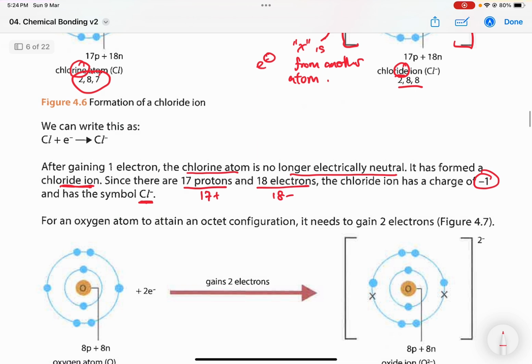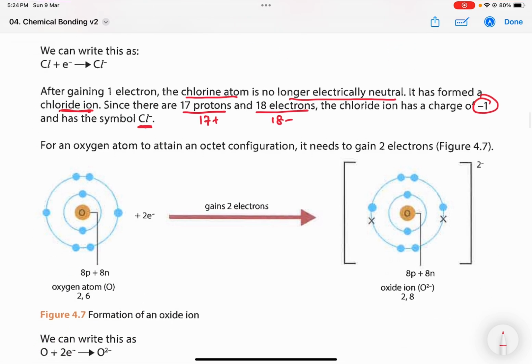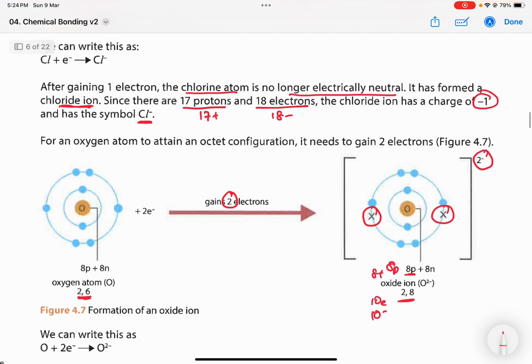Okay, let's see another example, which is the oxygen atom. So the oxygen atom's original configuration is 2,6. So what happens is that it will gain 2 electrons, so it becomes oxide, 2 minus. Because it gains 2 electrons, I have 2 X over here to show that the electrons are from another atom. The overall charge is 2 minus because it gained 2 electrons. There are actually 2 electrons more than the protons. So you can see I got 10 electrons, 8 protons. So 10 minus, 8 plus, overall 2 minus.